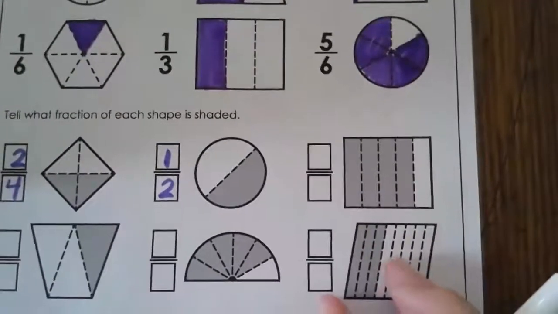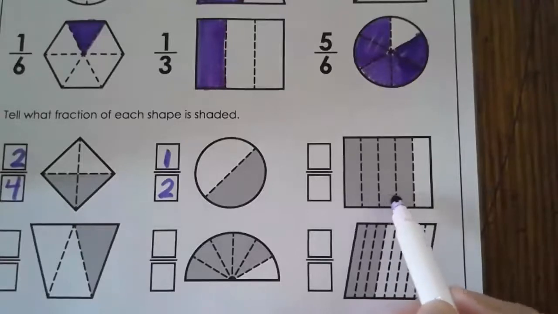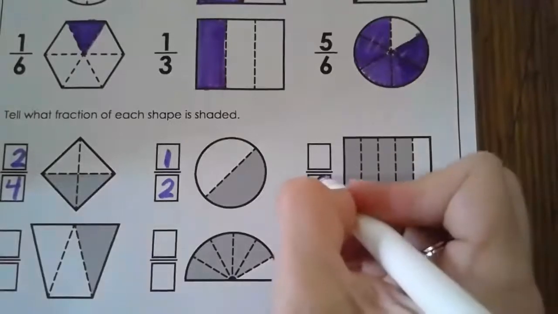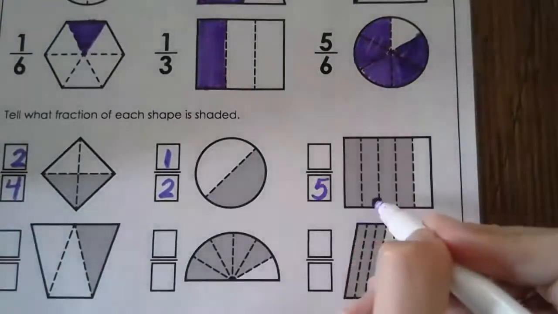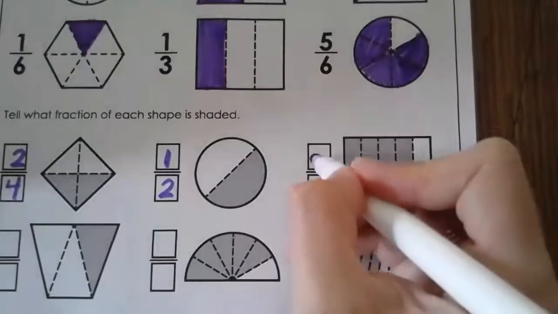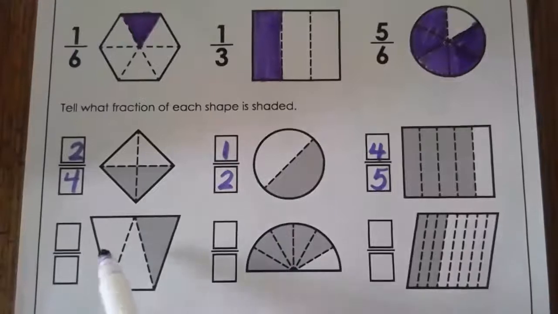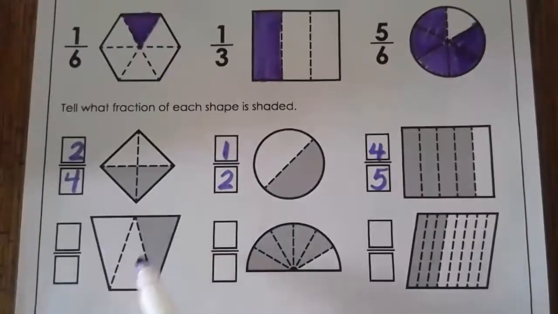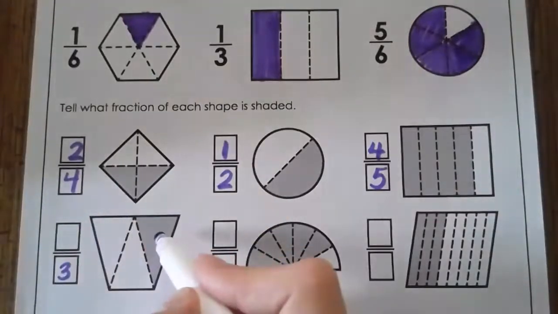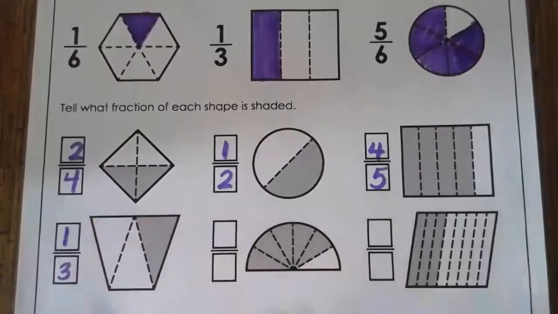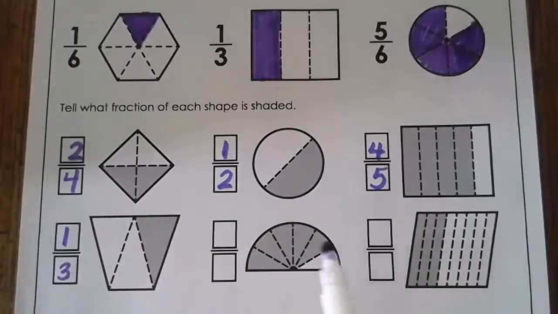Let's take a look at the next one. How many parts are there? 1, 2, 3, 4, 5. 5 goes down in the denominator. How many parts are shaded? 1, 2, 3, 4. 4/5 are shaded. In the next shape, how many parts are there? 1, 2, 3. How many parts of those 3 are shaded? 1. 1/3 is shaded.